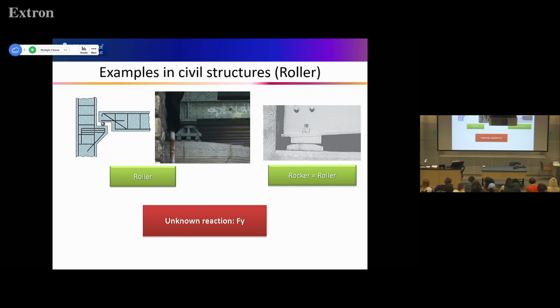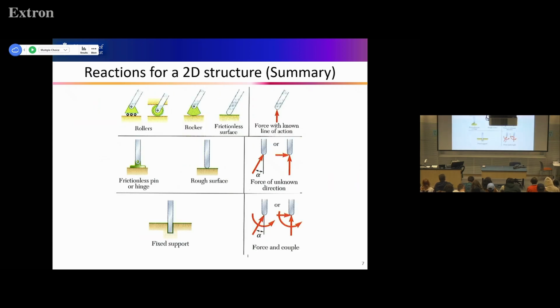Okay. So we talked about fixed. You have 3 reactions, and the pin 1 to 2 reactions, and the roller just 1. Yeah, and then open, no reactions. Okay. So that's that. And this is the table from the textbook.